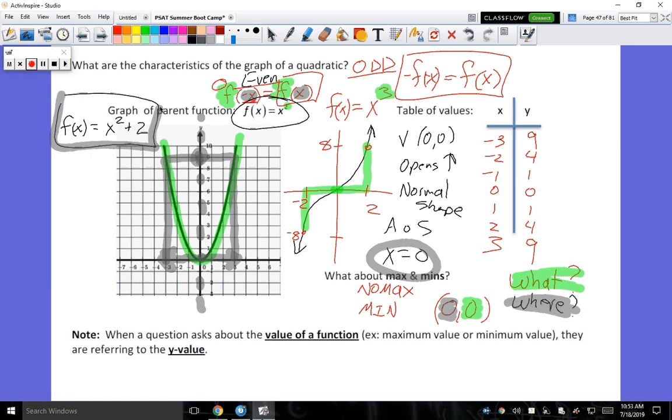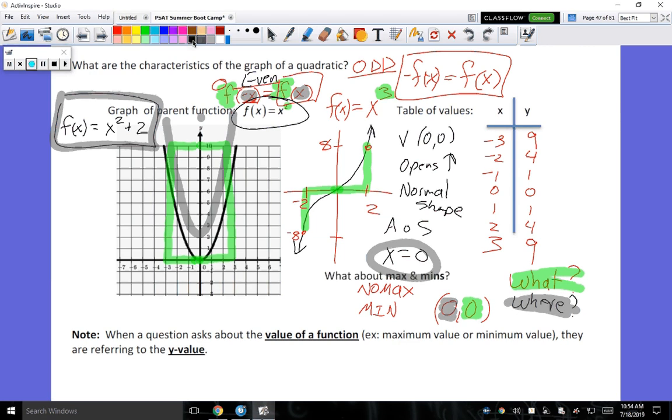I shifted this 2 units up. My question to you is, is it still even? Yes, why? Because you can still reflect it across the y-axis, right? If you shifted this graph 2 units up, and it looked like this, the properties of even, opposite inputs yield the same output, would still work. See, this is odd. Opposite inputs yield opposite outputs.